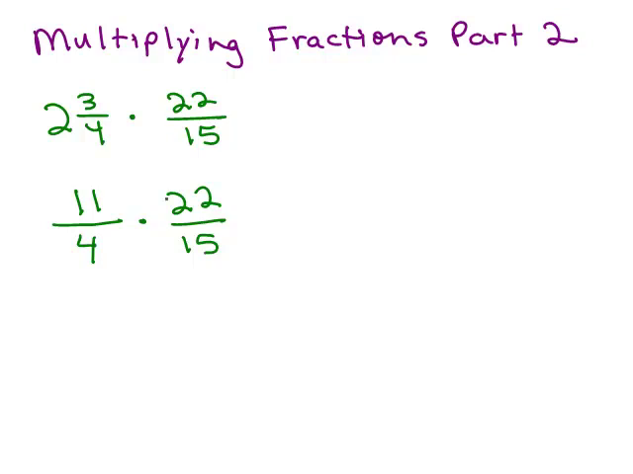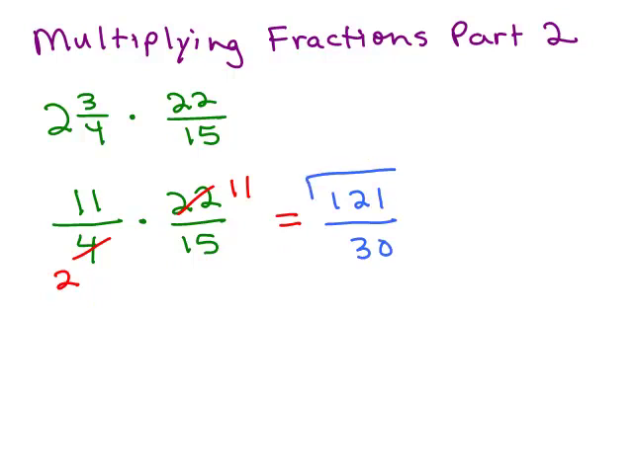And now I proceed as in part 1. I see if there's anything in the numerator that has a common factor with something in the denominator, and 22 and 4 both have a factor of 2. So I'm going to do the quick, dirty way of doing this. I'm going to divide both those numbers by 2, which gives me 11 and 2. And now there's no numerator or denominator that has a common factor. So I've got for my answer 11 times 11 is 121 and 2 times 15 is 30.